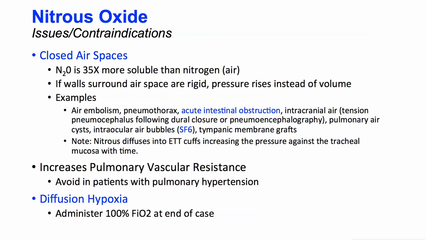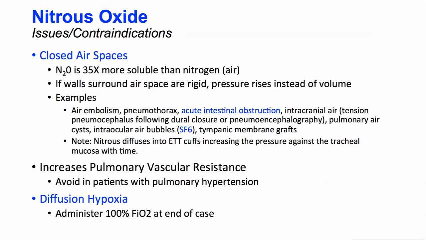Some issues with nitrous oxide: it diffuses into closed air spaces that have nitrogen in them. Remember, air is 80% nitrogen, basically. And so if you have an air-containing space like a pneumothorax, nitrous can go into that space, nitrogen cannot leave as fast, and the airway or the space will expand. If the space is a rigid space, the pressure will rise. If it's not a rigid space, the volume will rise.